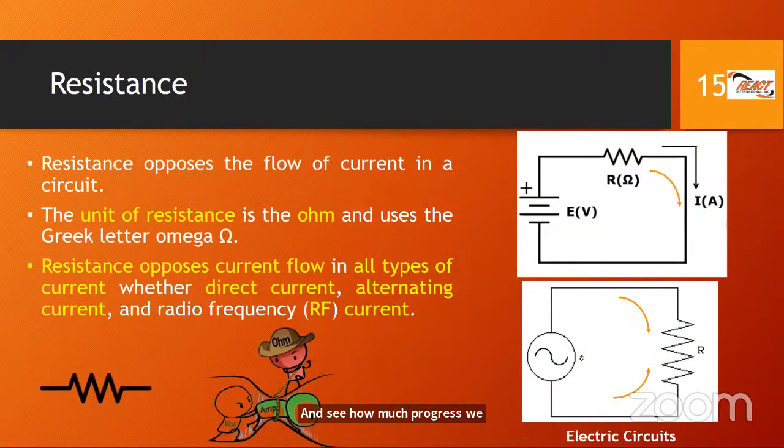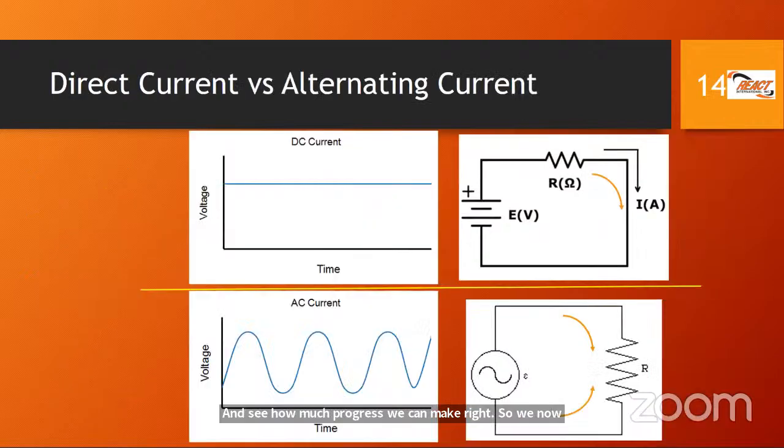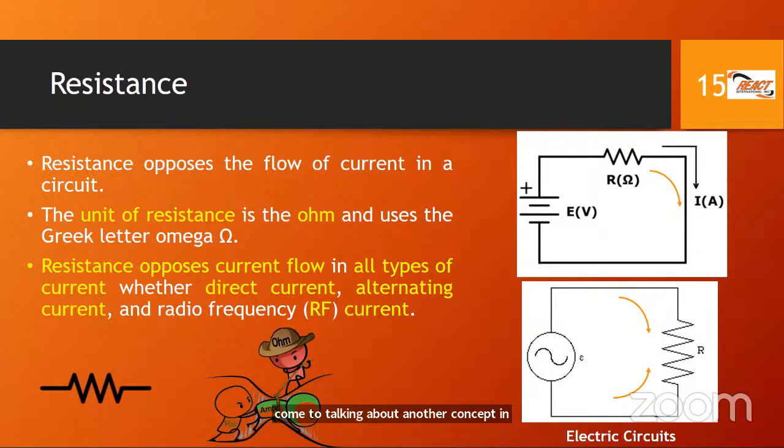Right, so we now come to talking about another concept in the triad. It's called resistance. You would have noticed on the diagrams, we talked a bit about the battery, and we said there's a little zigzag symbol. It's a resistor. It could be considered a load, some sort of load inside of there.